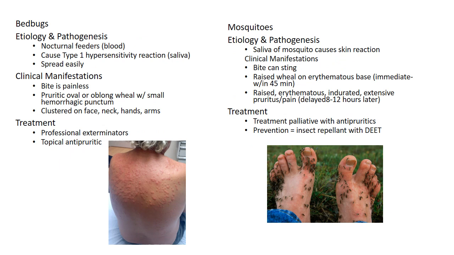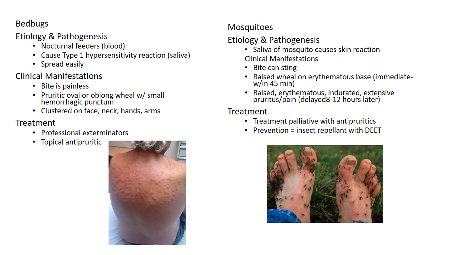We've got some more bed bugs. So these little guys are nocturnal feeders. They feed on blood at night. And what happens when they bite is that their saliva causes this type 1 hypersensitivity reaction. Bedbugs spread very easily, and they're actually able to hide in bedding, floorboards, clothing, you name it. They hide everywhere. So they spread super easy.